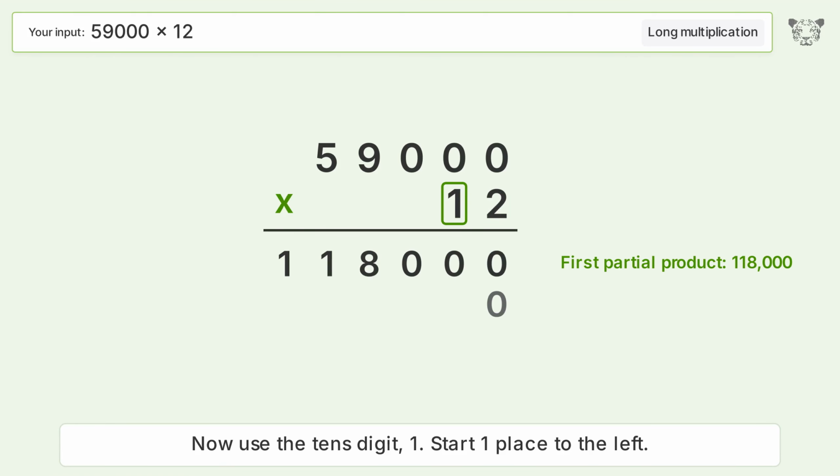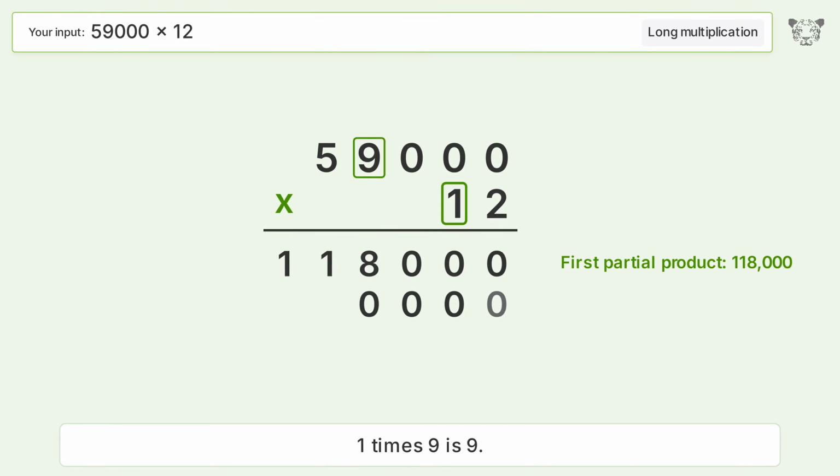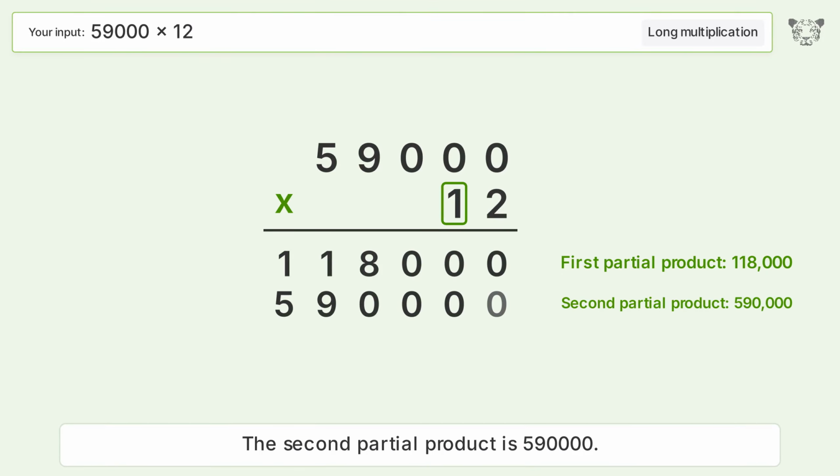Now use the tens digit, 1. Start one place to the left. 1 times 0 is 0. The next two digits are also 0, so those columns are 0 too. 1 times 9 is 9. 1 times 5 is 5. The second partial product is 590,000.